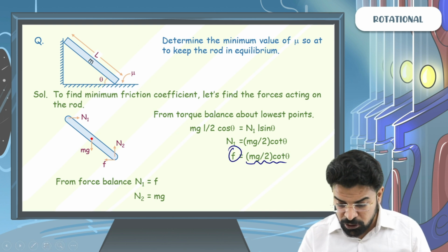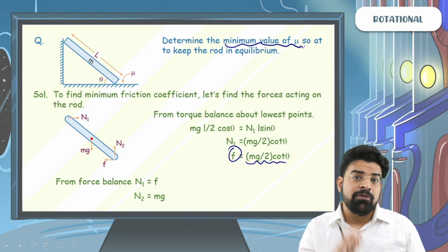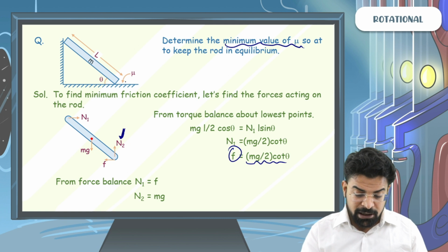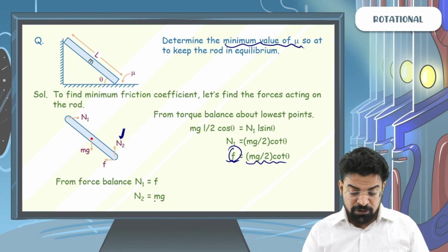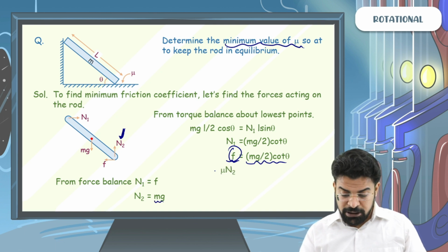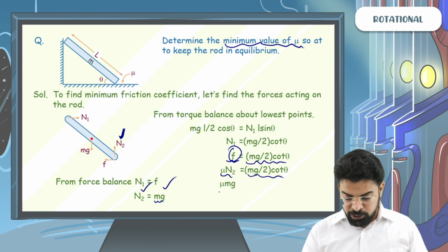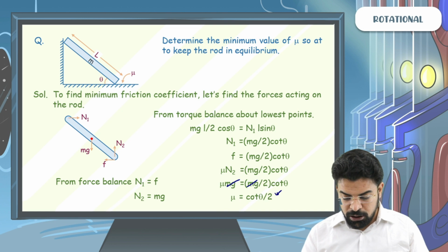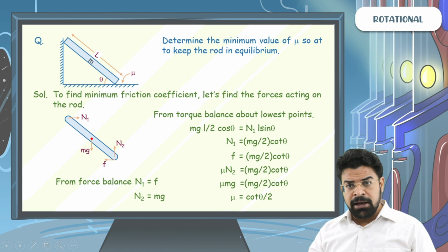Since you are solving for the minimum value of mu, the friction force acting here will be the limiting friction force. We can write the limiting friction force as mu N, and here the normal reaction is N2. So in place of F, you can write mu N2, and in place of N2, you can write mg. So mu N2 equals mg by 2 cot theta, and N2 equals mg. Hence mu mg equals mg by 2 cot theta, and cancelling out mg on both sides, you get mu equal to cot theta by 2. That's the solution. So this was the last example on mechanical equilibrium.